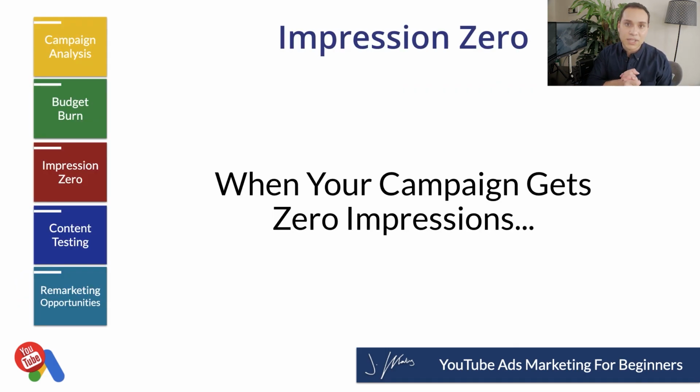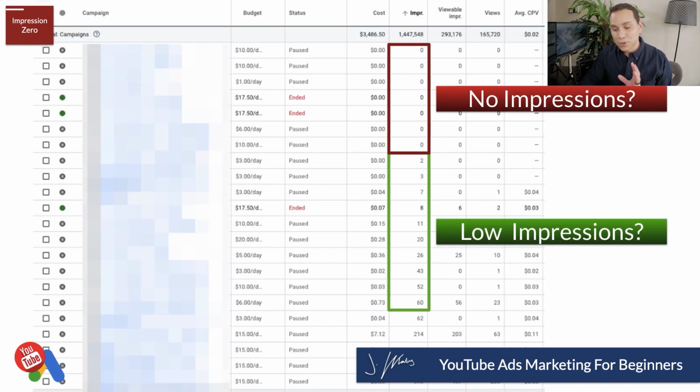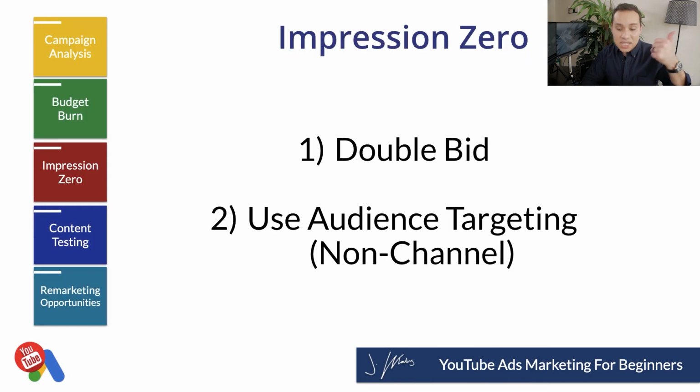Now next, let's talk about the opposite problem, where you're not getting any impressions at all. And so your account might look like these top ones where there's just 0 impressions across the board, or these bottom ones where you're only getting a couple of impressions. And there's two things you can do. Number one, the simplest is double your bid. Number two is use different audience targeting, aka non-channel targeting.